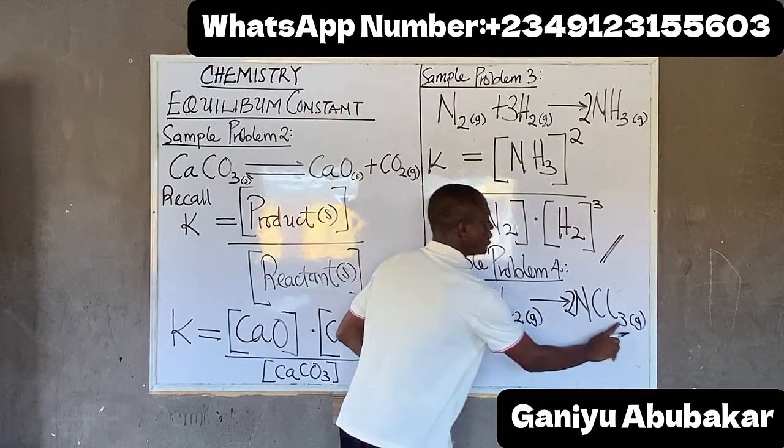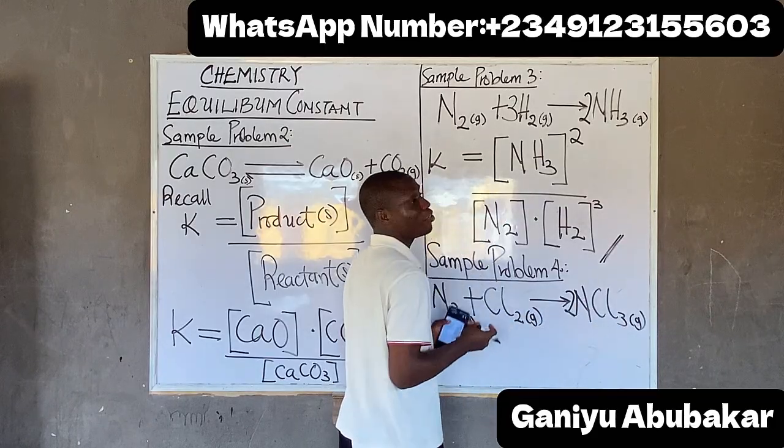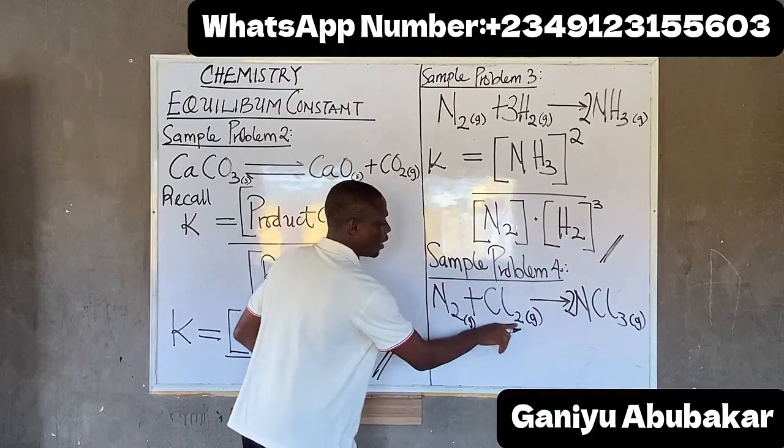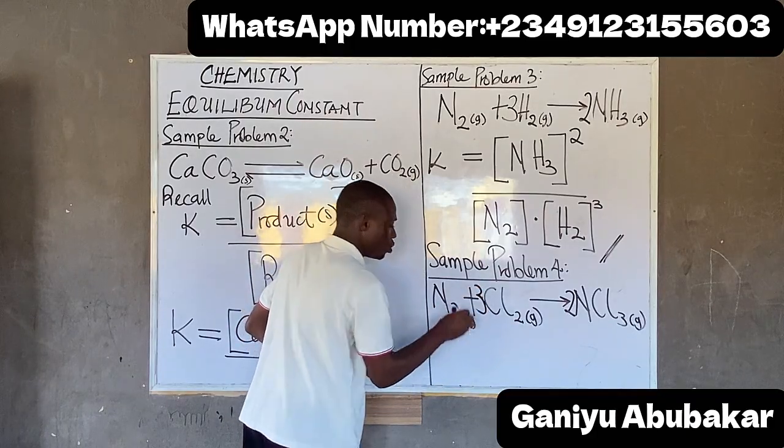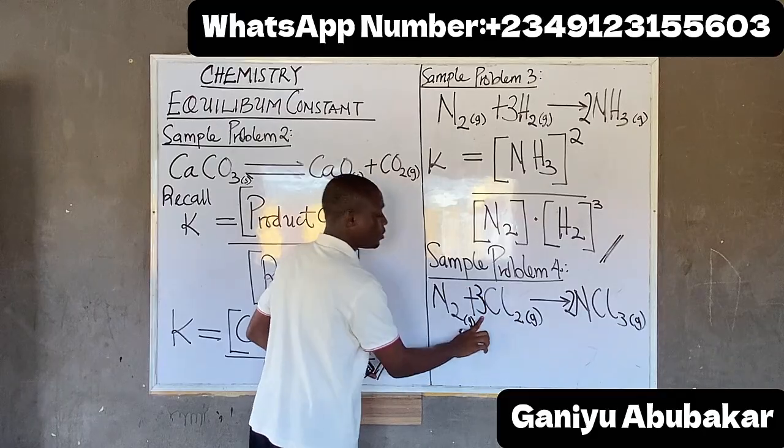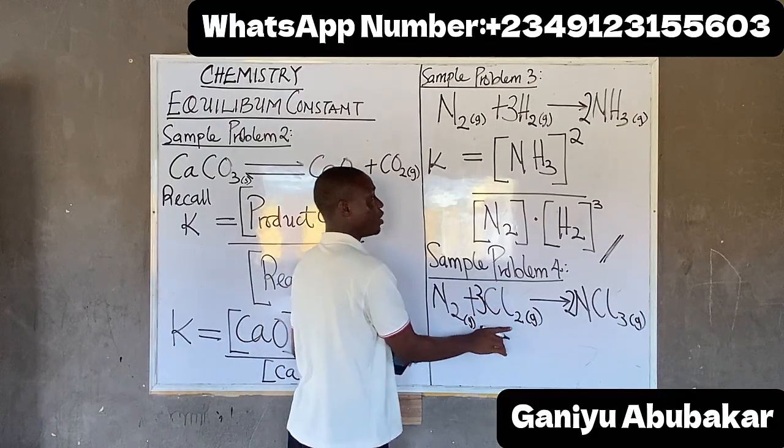So that gives you 2 times 3. That gives you a total of 6 chlorine. Here I'm having what there? Just 2 chlorine. So in other words, I can put 3 here, so that I'll have 2 times 3. That gives you 6 chlorine on the other side.